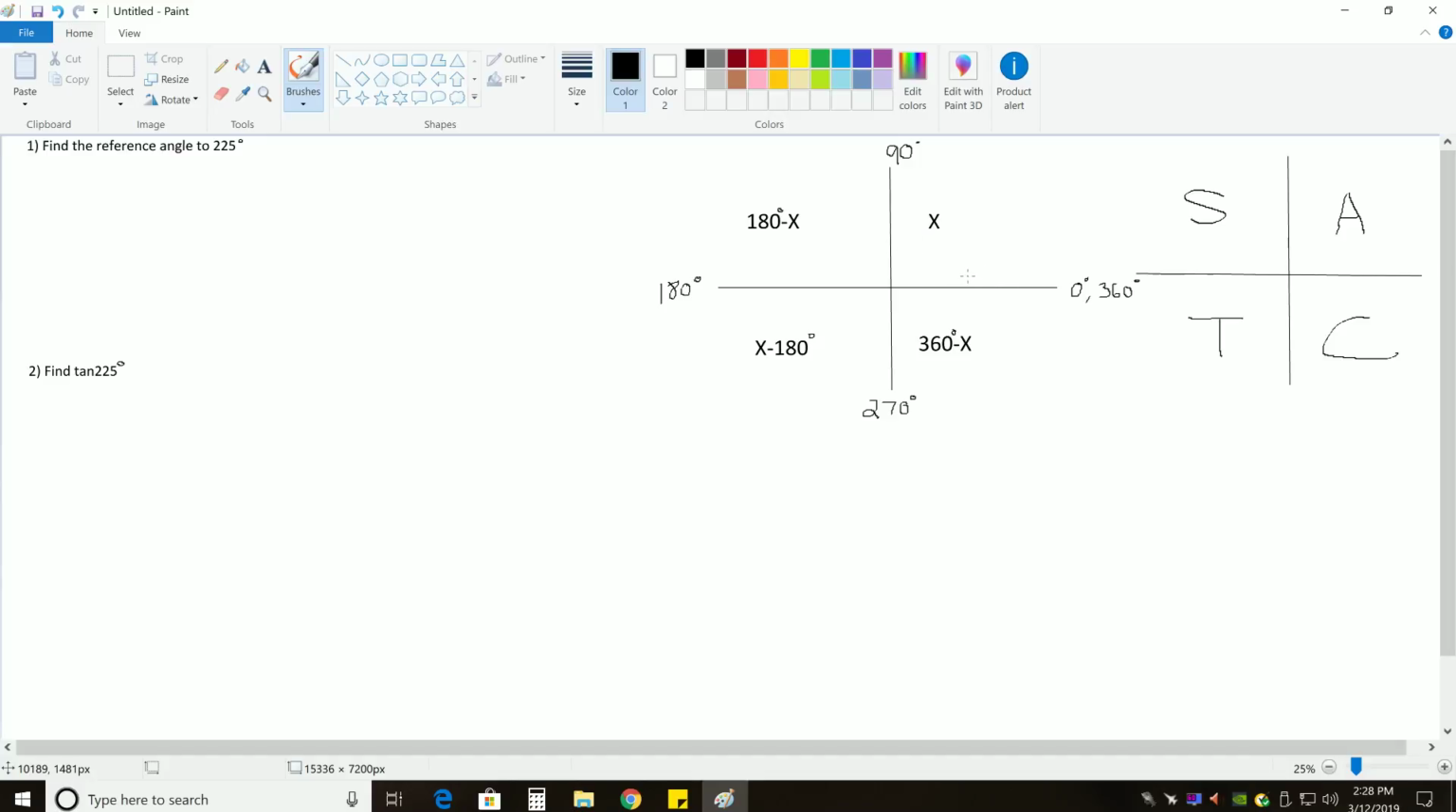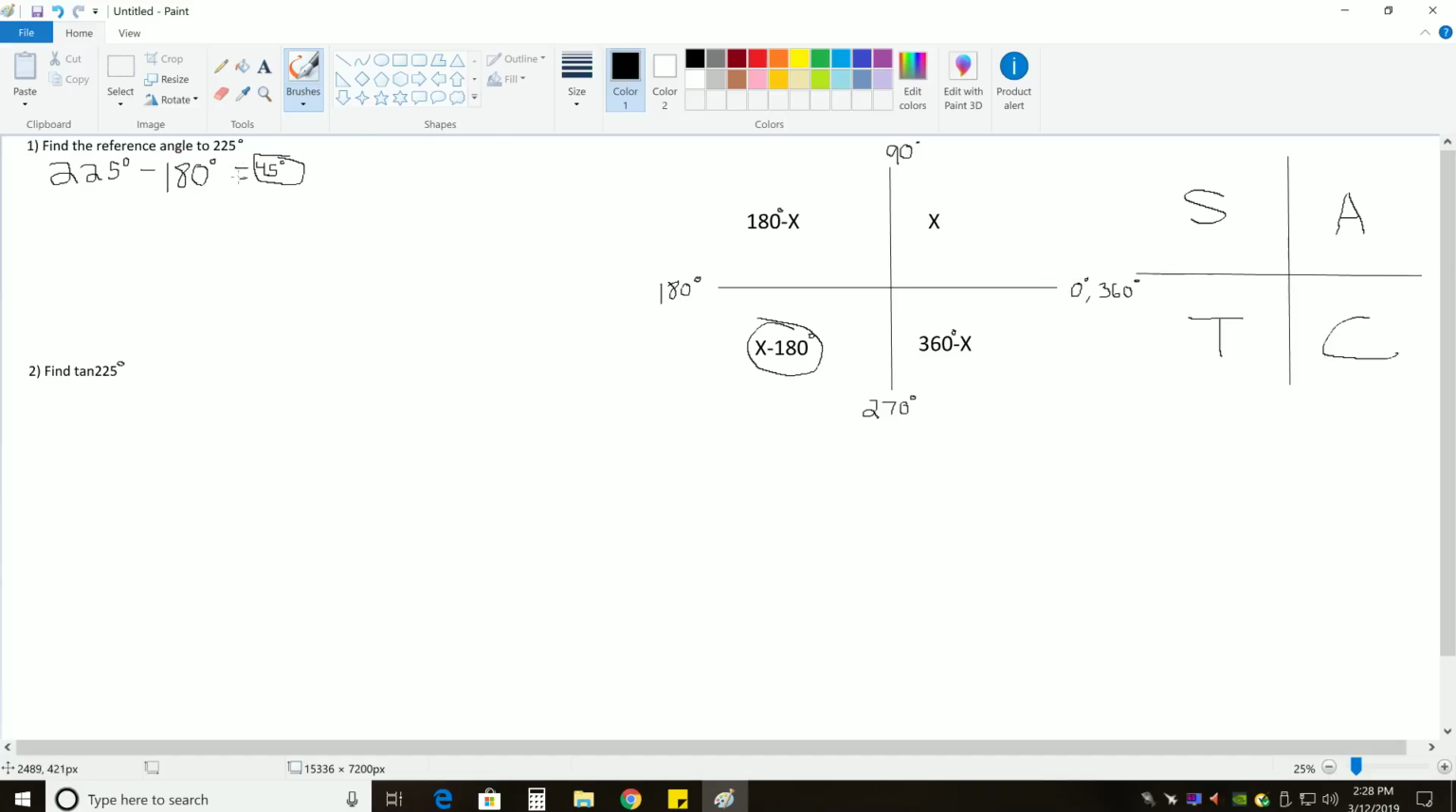So in this case, 225 degrees. If we start rotating counterclockwise, 225 is between 180 degrees and 270 degrees. So we are in quadrant 3. In quadrant 3, it says we need to take our angle and subtract 180 degrees from it. So 225 degrees minus 180 degrees is going to leave us with 45 degrees. 45 degrees is our reference angle. It lies in quadrant 1 between 0 and 90.